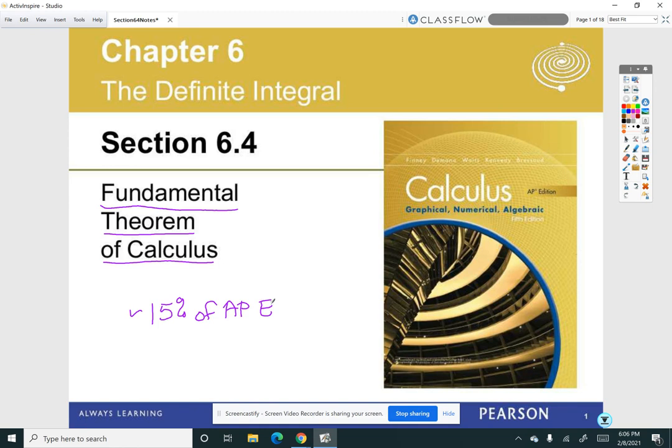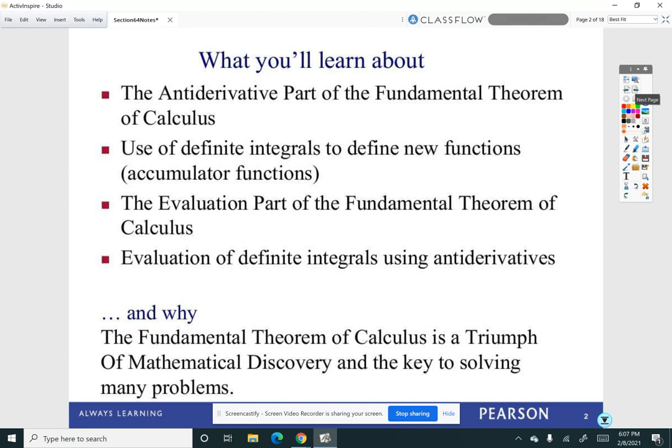So we're going to spend a good chunk of time on this, like we did with that last set of information. It is the fundamental theorem of calculus. And with a name like that, kind of important, kind of a big deal. So what we'll learn about in this section is, and we're going to split this up into a few different videos in a few different days.